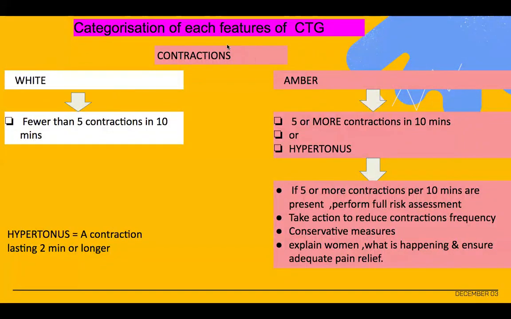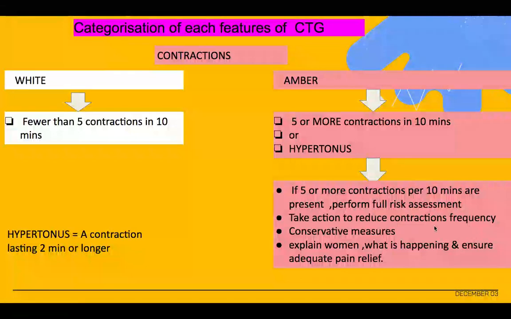This is only one feature of the CTG. We are discussing the features of the CTG, right? After the features, we will discuss how to categorize the whole CTG. So amber means 5 or more contractions in 10 minutes, or there is hypertonus. What is hypertonus exactly? As we have already discussed, a contraction lasting 2 minutes or more, right? If 5 or more contractions per 10 minutes are present, perform a full risk assessment. Full risk assessment means antenatal risk factors, intrapartum risk factors, current vitals of the patient, and current vaginal examination, all included in the full risk assessment, right? Take action to reduce the contraction frequency.